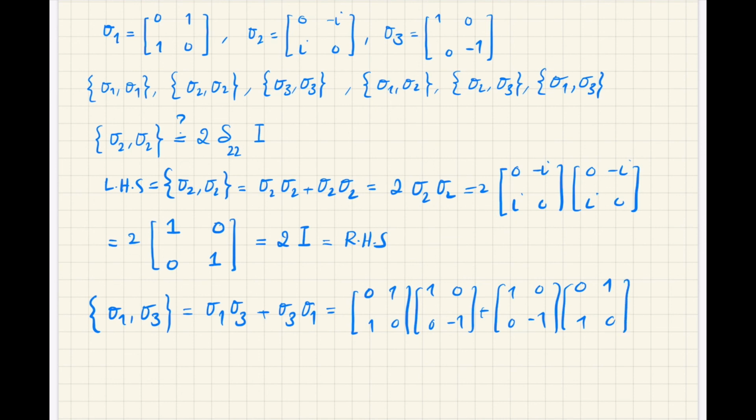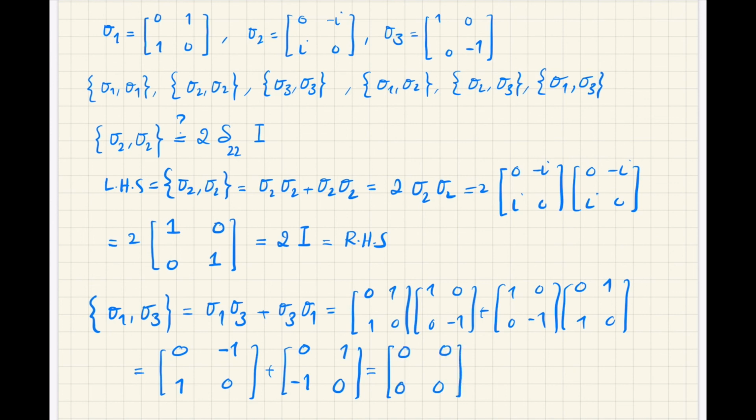Okay? So now I start multiplying. The first multiplication gives me 0 here, minus 1 here, 1 here, and 0 here. And then when I add that one, the second matrix becomes 0, 1, minus 1, and 0. And when I add them, it becomes 0, 0, 0, and 0. So this is the zero matrix.